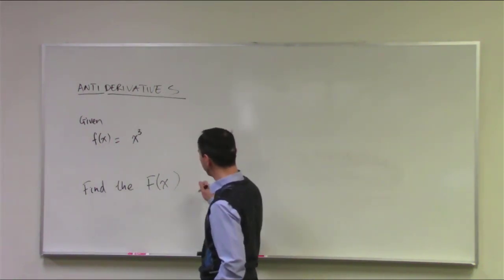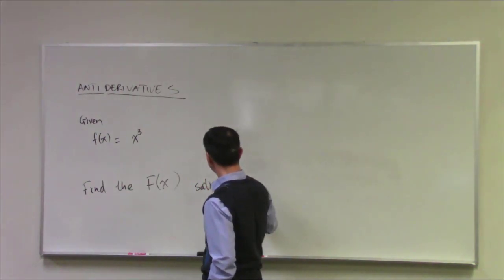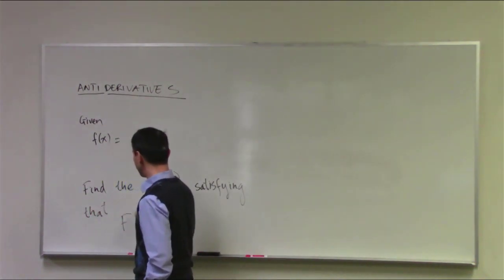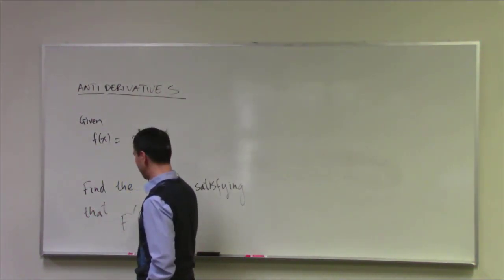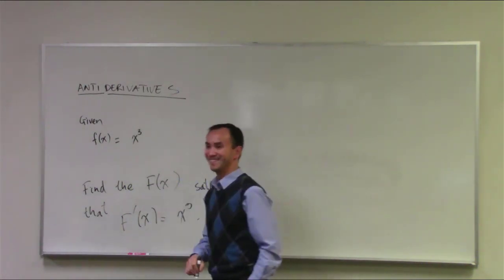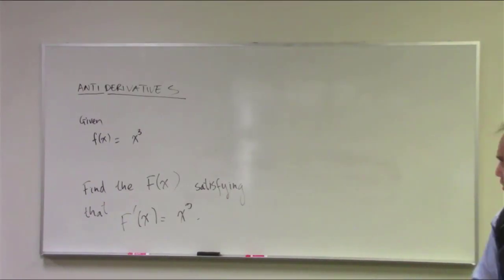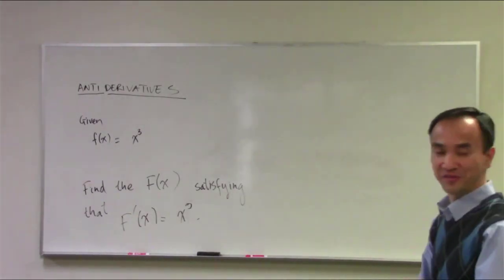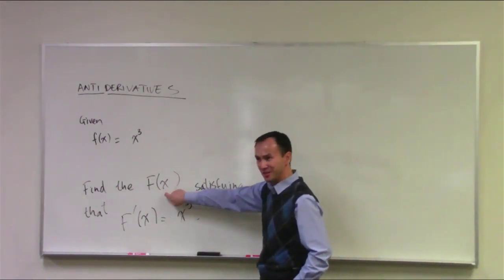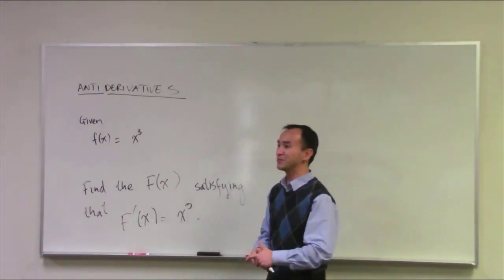So find a function capital F of x satisfying that requirement: I want the derivative of the capital F to be x cubed. You following? That's a new challenge for us. We're not finding the derivative of the x cubed function. We want to find out what function gives me x cubed as the derivative.